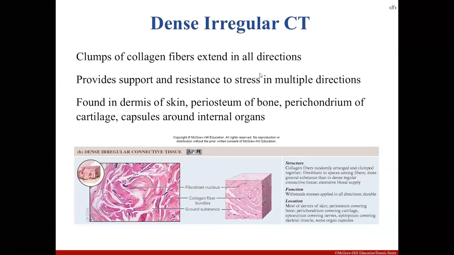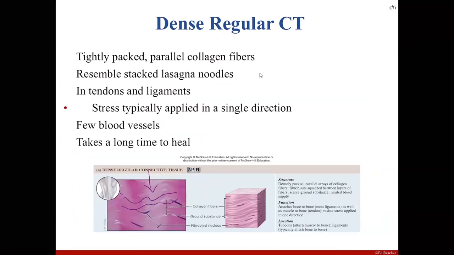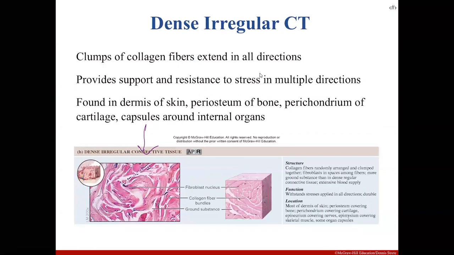Okay, dense irregular. They say it looks like marbled meat. Okay, so it's like meat with fat in it. It's going in a whole bunch of different directions. It's not uniform and smooth like this is. So this is all smooth. And this, it's all going in a million different ways, right? So it's going to provide support, resistance in many different directions.